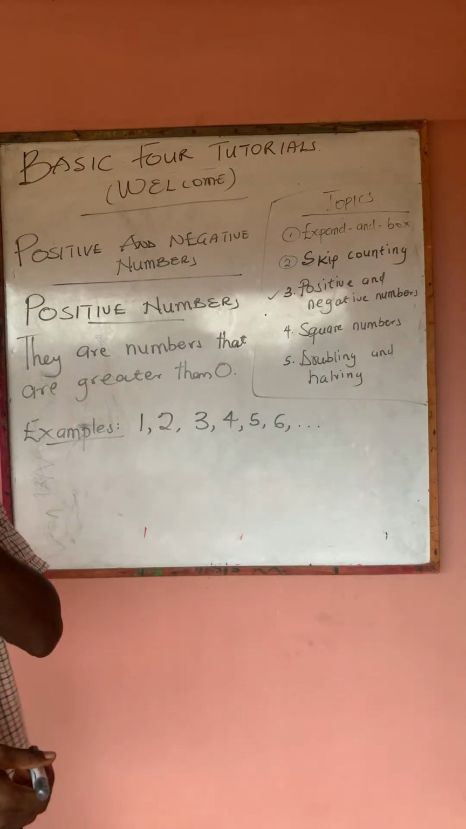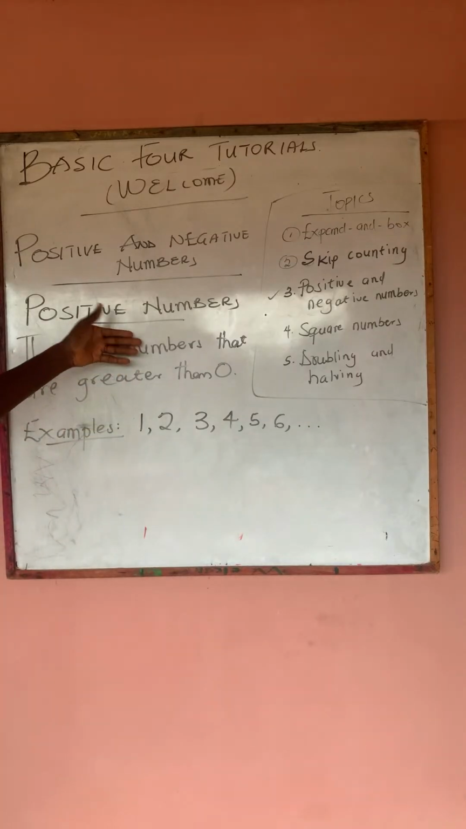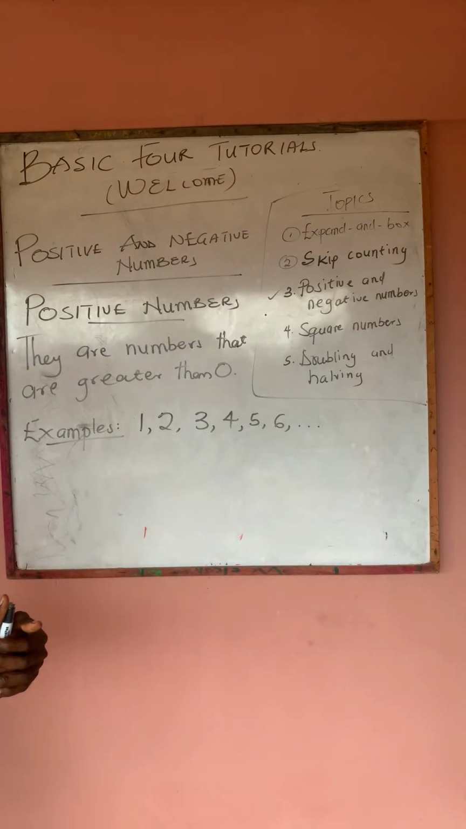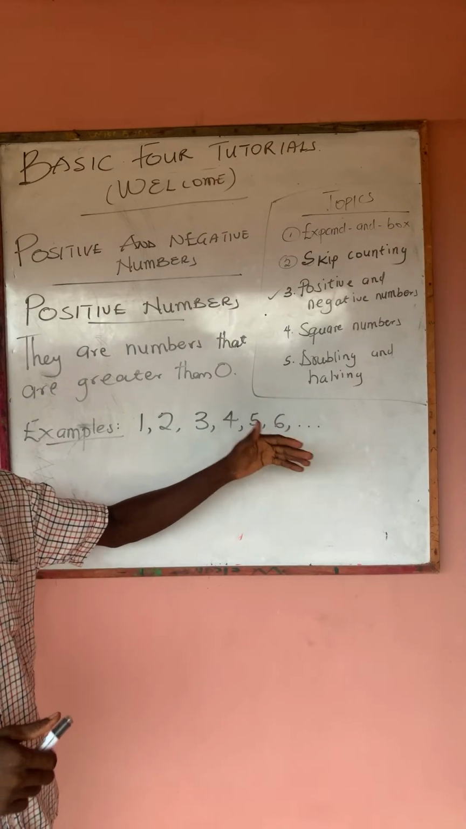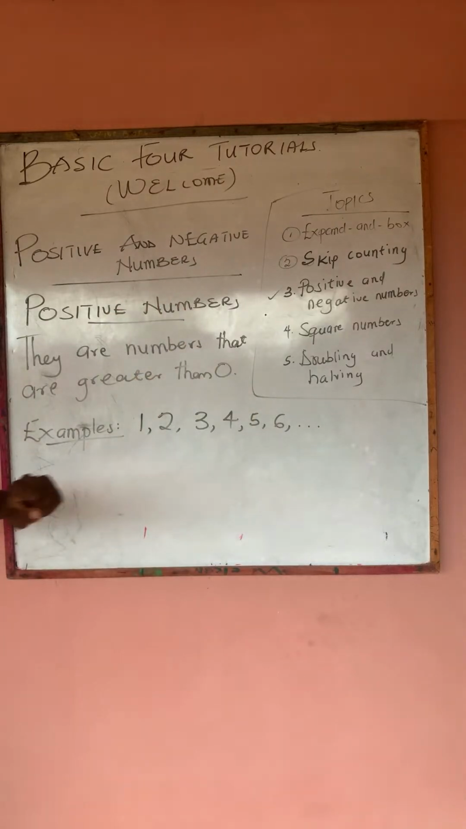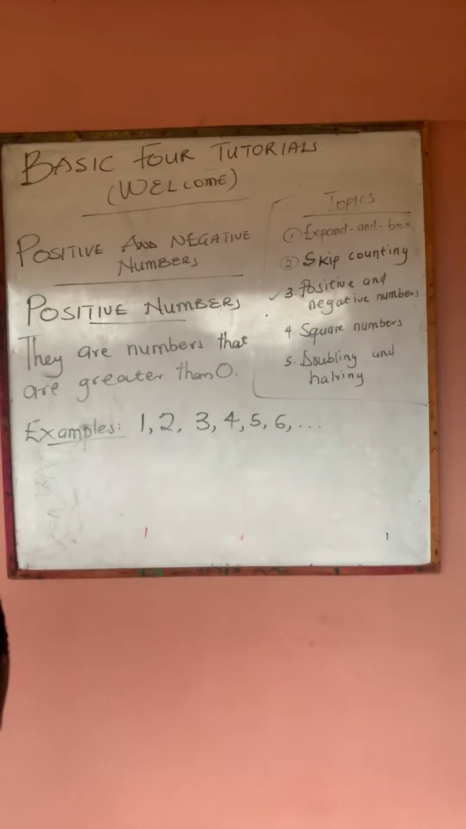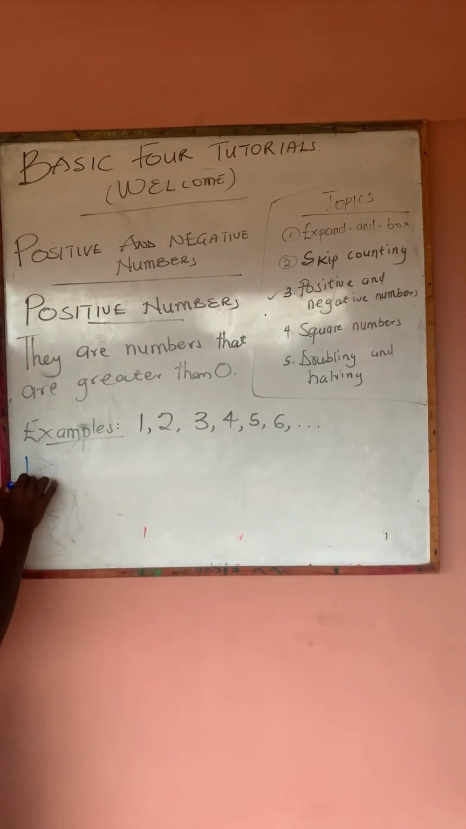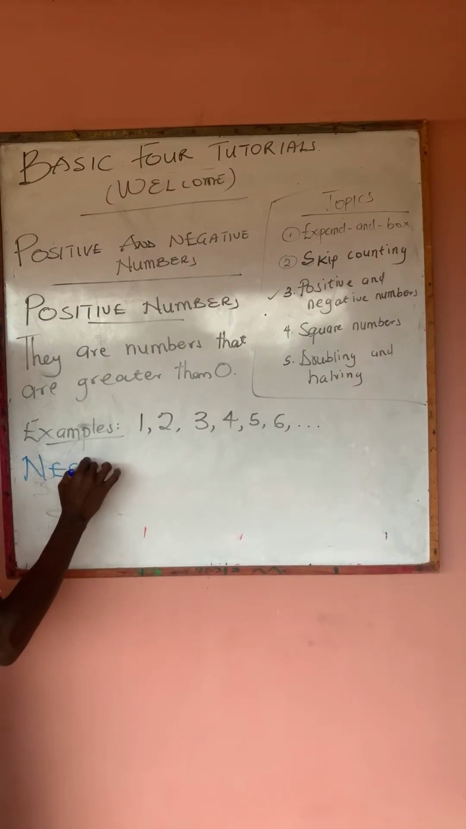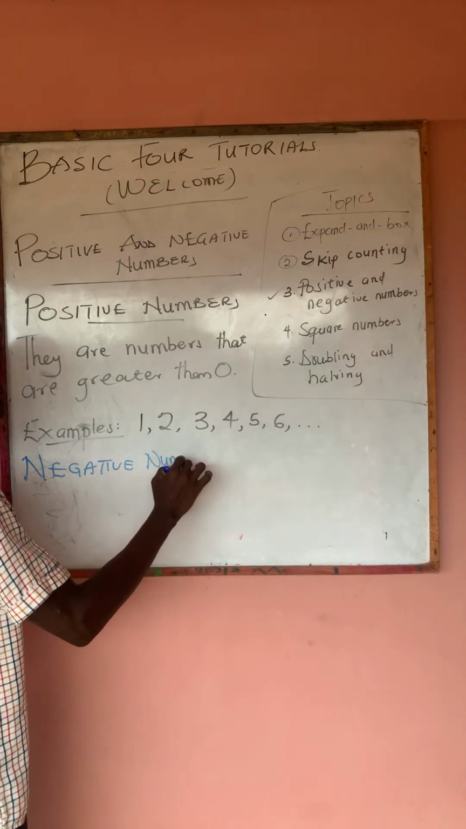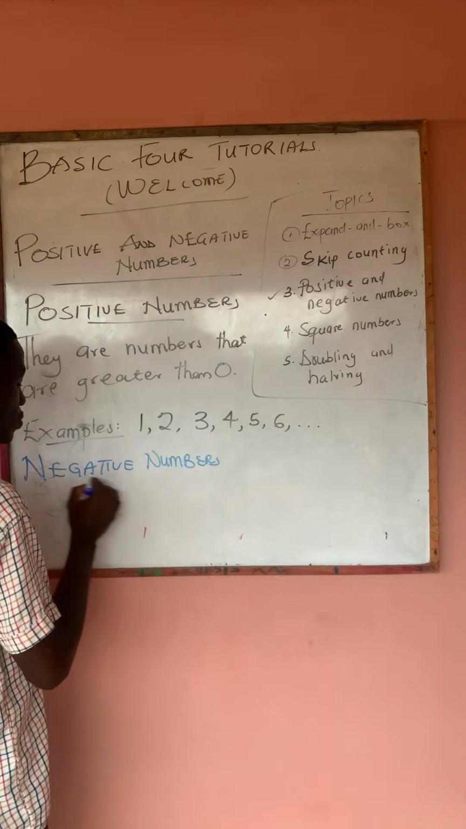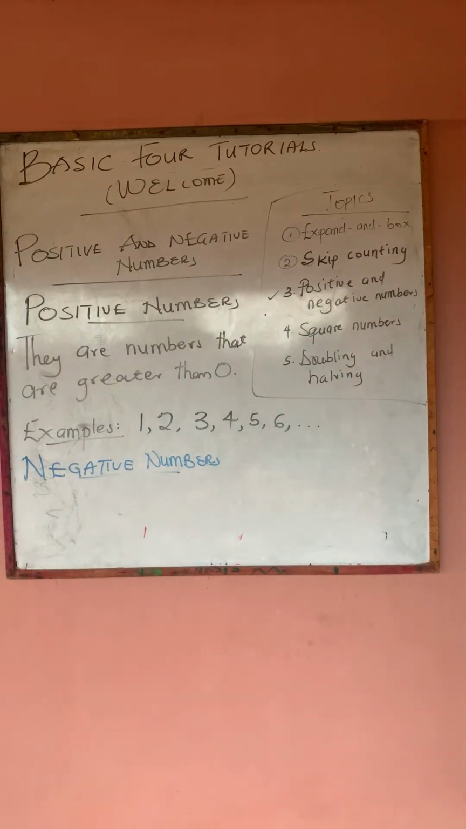Let's look at negative numbers. Since we look at positive numbers to be numbers that are greater than 0, and we looked at some examples of positive numbers to be 1, 2, 3, 4, 5, 6, up to infinity, let us now consider negative numbers. What then are negative numbers?